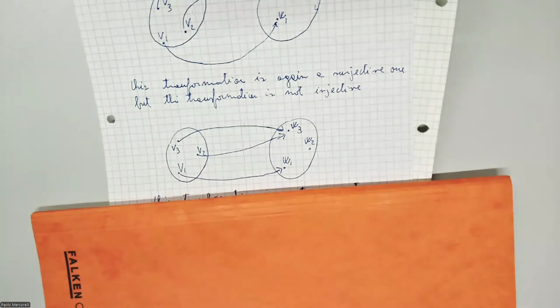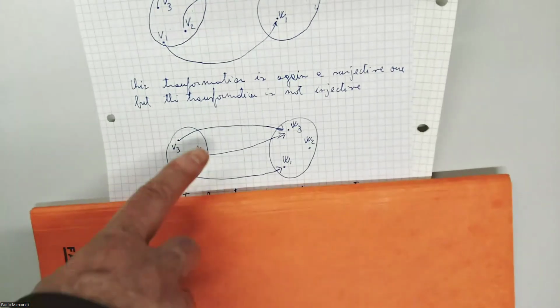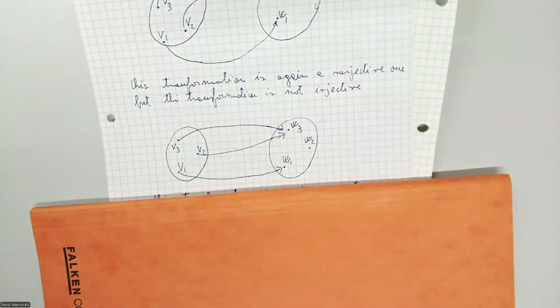Each element is mapped, and each element has just one image. Just one. This is the concept. Question: this isn't a function. And then we can pose another question. If it's not a function, it's already over. We cannot answer. We cannot work.